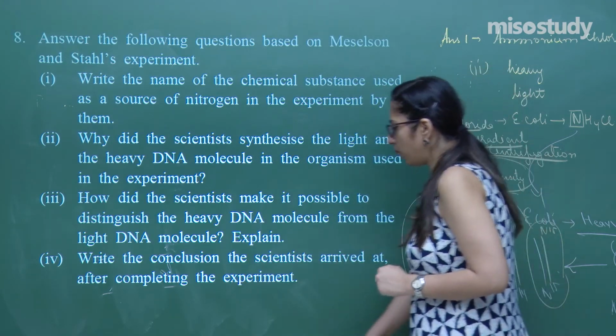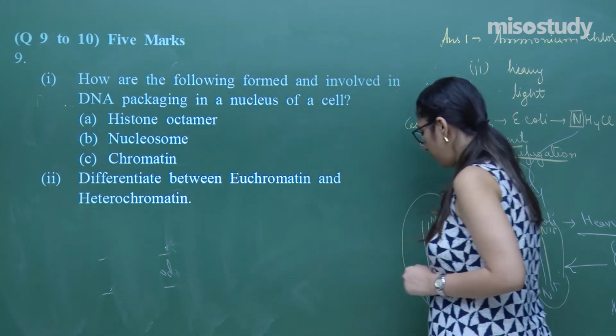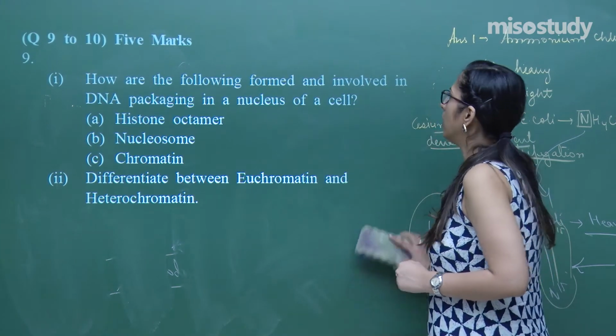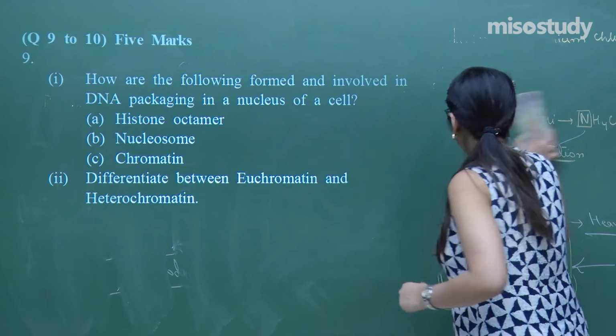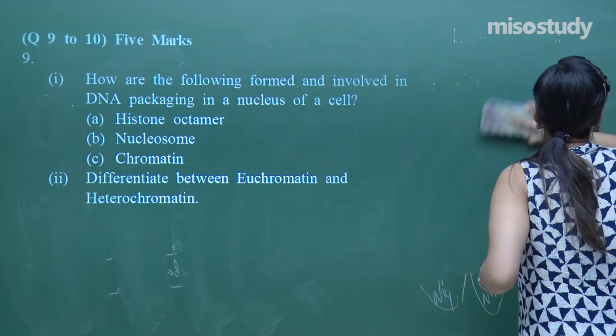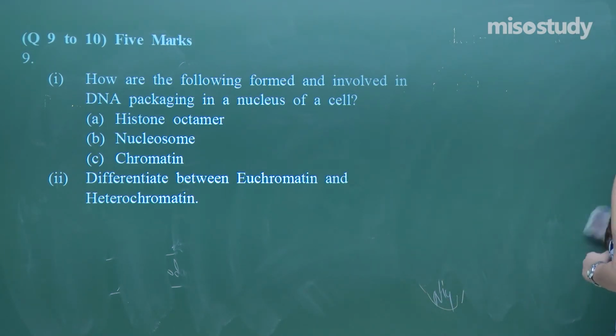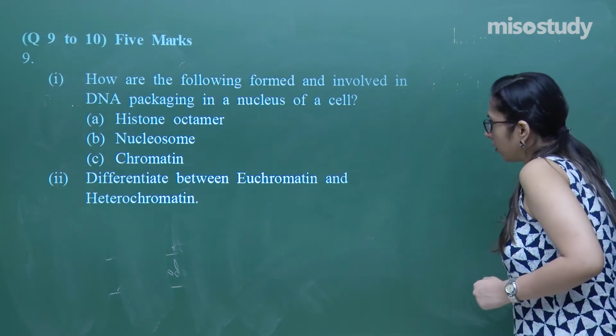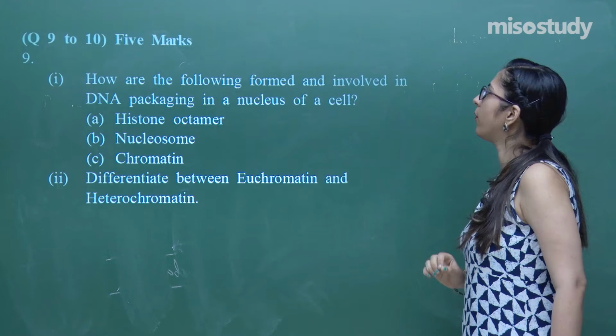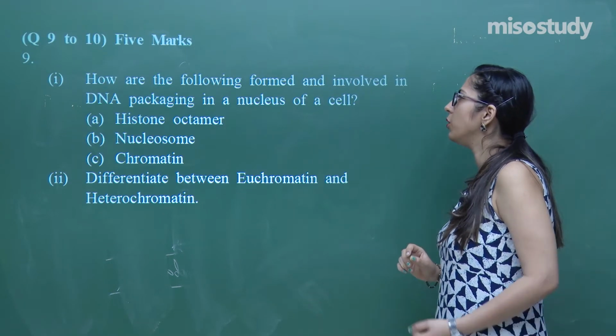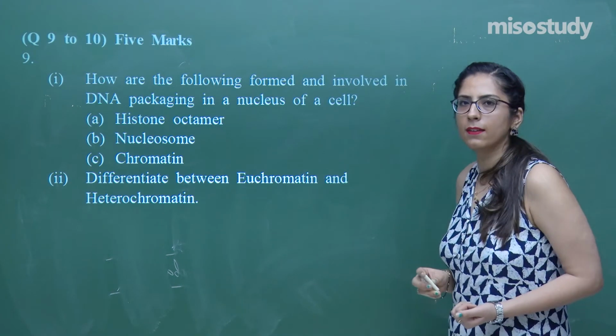Now, let us move on to the next question, question number 9. So, this is a 5-mark question. How are the following formed and involved in the DNA packaging in the nucleus of a cell?